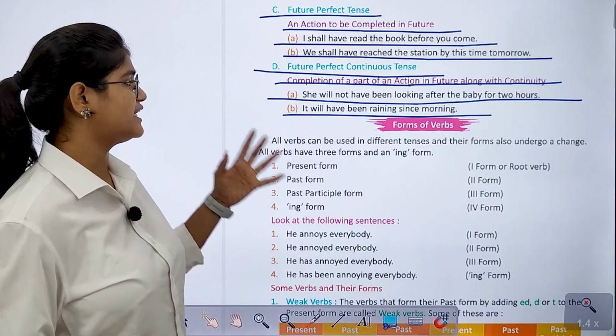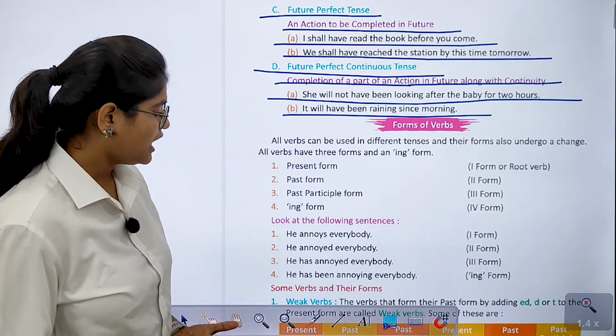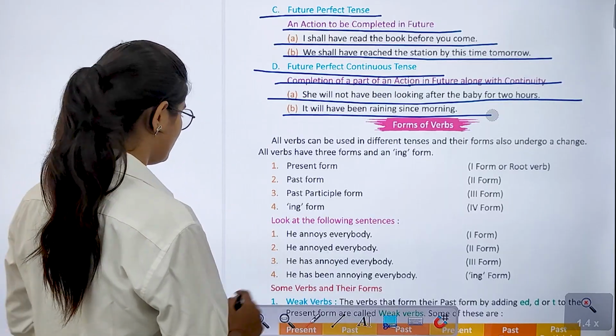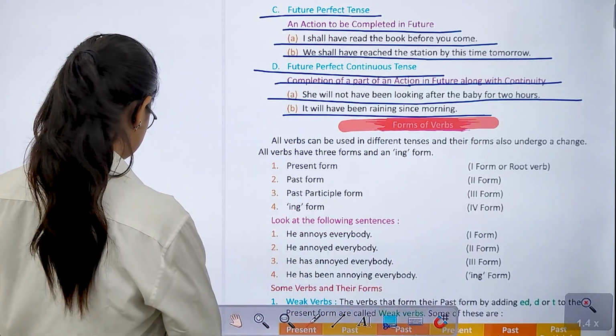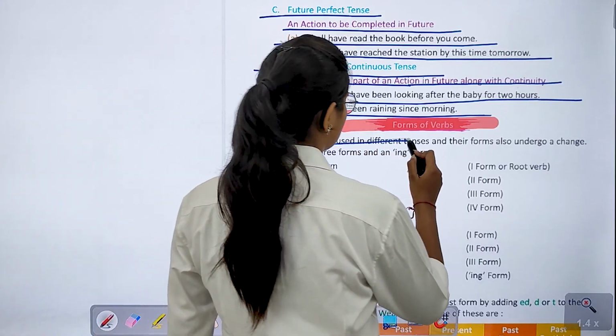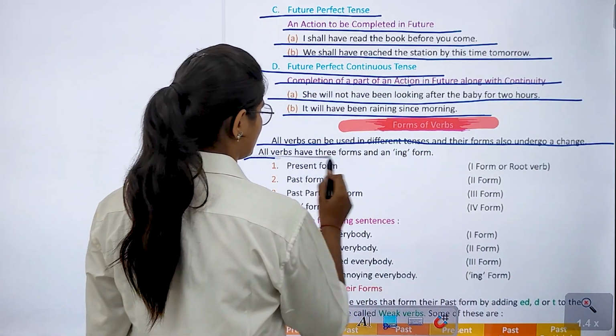So all these were the tenses and the kinds of their tenses. Now we have the forms of verb. So what are the forms of verb? Let's read them. So all verbs can be used in different tenses and their forms also undergo a change.